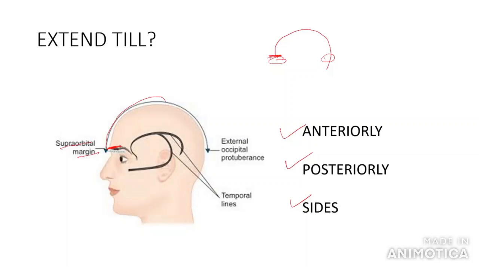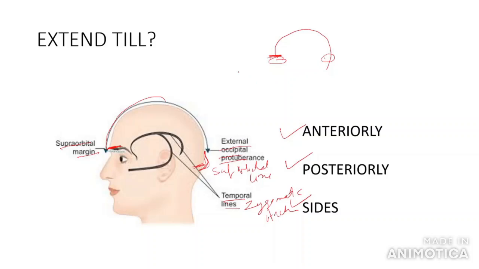And posteriorly you have external occipital protuberance here, and you also have a superior nuchal line. ठीक है. So it extends till external occipital protuberance and superior nuchal line. And on both the sides you have temporal lines, or it also extends till zygomatic arch for that matter. Zygomatic arch.